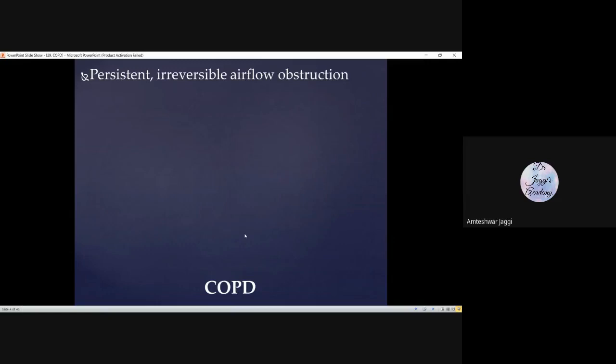So what is the definition of COPD? There is a persistent, irreversible airflow obstruction. Obviously, there is an obstruction to the airflow.